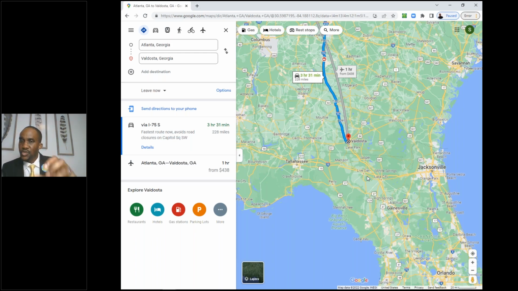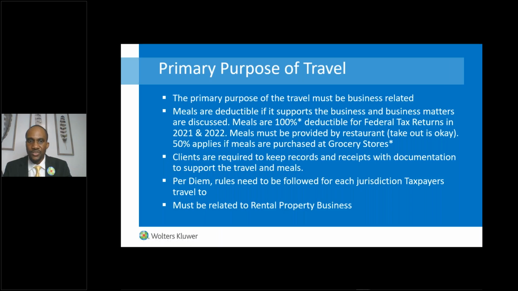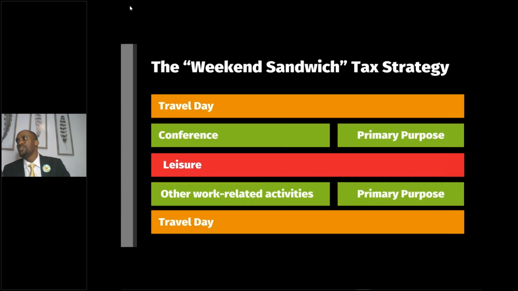So there are things you can do to deduct travel, as long as you are strategic and intentional. That key word is intentionality. You want to be intentional. So let's talk about being intentional for travel purposes. I'm going to introduce you to a topic, the weekend sandwich, right? The weekend sandwich is where clients can actually deduct travel related to their rental properties.